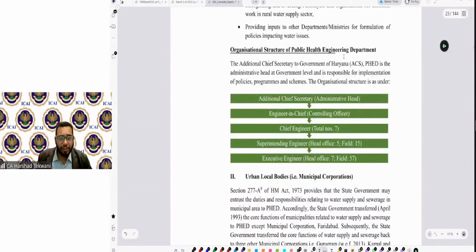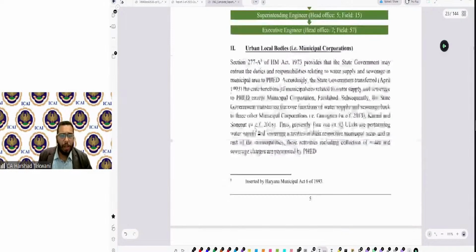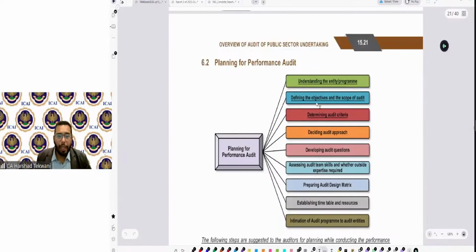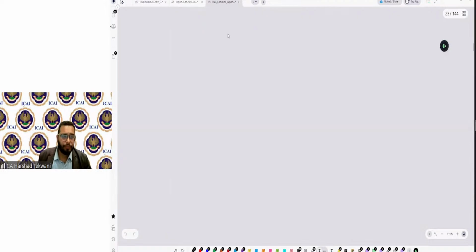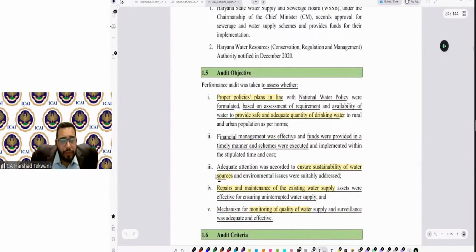What is the organizational structure of the particular department? Urban local bodies are there. Which urban local body is there? They are understanding all these things in detail. Understanding the program. Then you define the objective and the scope of audit. If you talk about the objective, this was the objective which was defined.